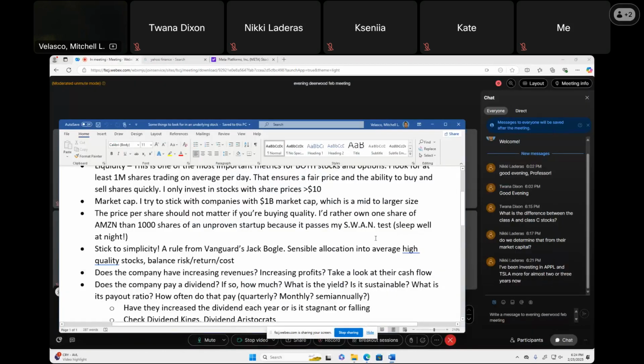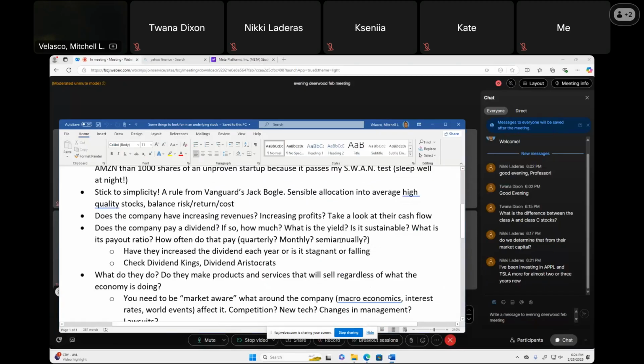Next bullet point, stick to simplicity. Jack Bogle, one of the founders of the concept of mutual funds with Vanguard, and Vanguard's like the biggest mutual fund company, basically just believes in sensible allocation into high quality stocks. And that'll help you sleep well at night.